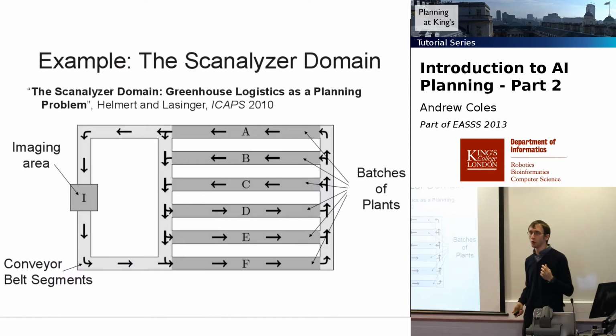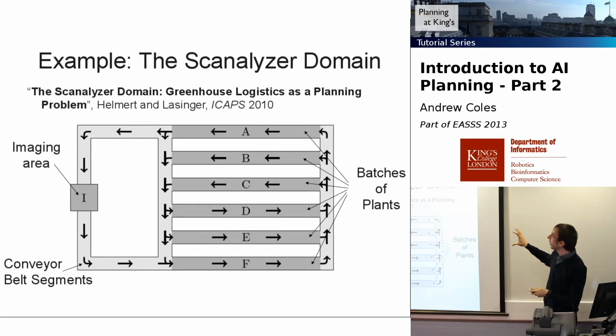So here's an example of a nice problem. It's nice in many ways, but one nice thing for the purposes of this tutorial is that this only needs the sort of PDDL and the sort of planning models which you saw in the first half of this tutorial. And it's called the Scanalyzer domain. And it comes from a paper from ICAPS 2010, where it's looking at managing the operations of a greenhouse using a planner. So we have this large hydroponic greenhouse, where on the right-hand side here, we have these batches of plants on conveyor belts, so A, B, C, D, E, F. And these arrows indicate the directions in which the conveyor belts move.